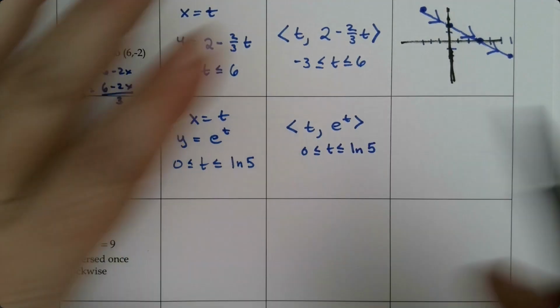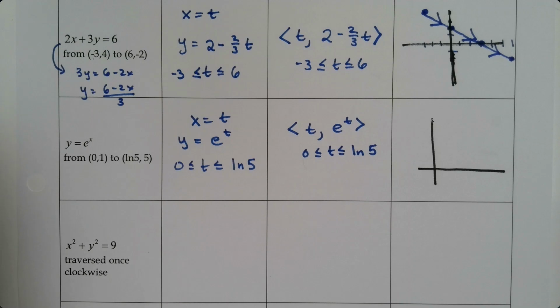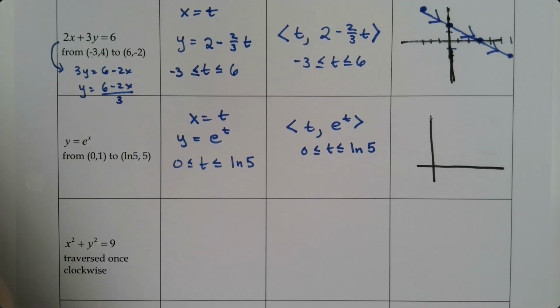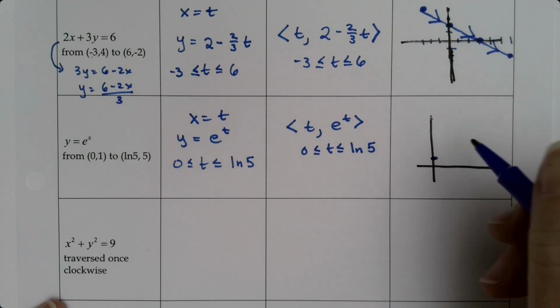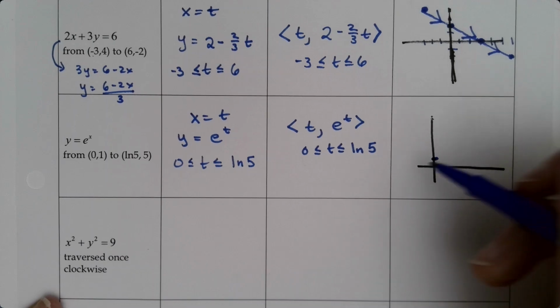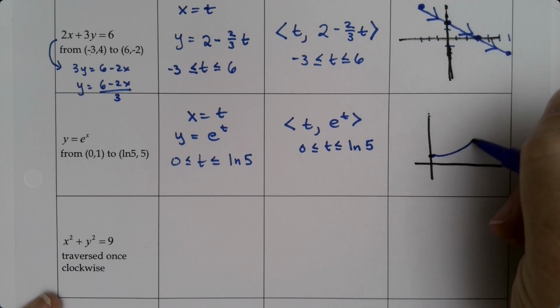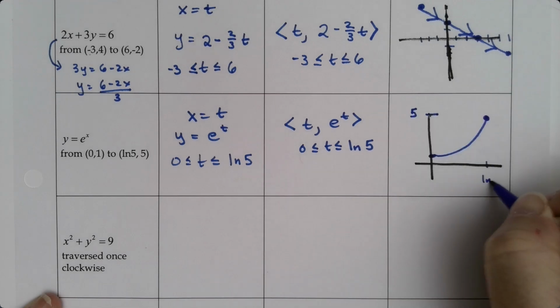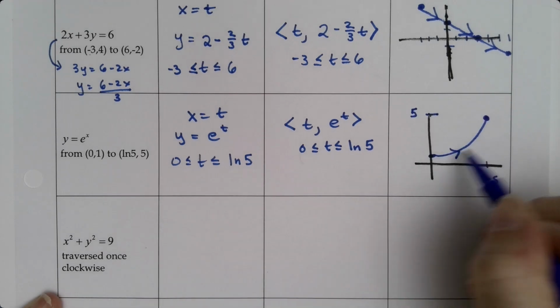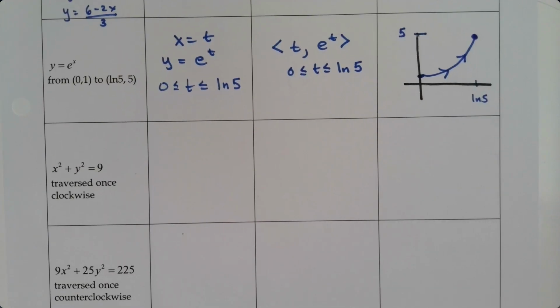Right, so again, let me draw some axes in here. All right, well, we know that at 0, it should be at 1, which is right here. And then it's going to move its way to (natural log of 5, 5), which is over here. So I'm going to pretend that's 5 and say that's the natural log of 5. And it moves in that direction.